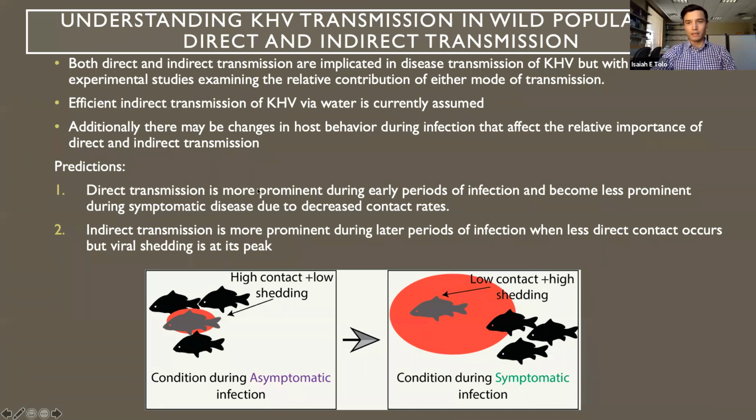And what we expected was that transmission was probably most common as direct transmission when fish were asymptomatic. So they're not really feeling sick, but they have a viral load. And so they're coming into contact with a lot of fish socially and transmitting the virus. And that indirect transmission, if it occurred, was probably happening more during the symptomatic period when fish are feeling really sick. They're not really participating in social touching anymore. And so they can only really transmit by shedding the virus into the water column.